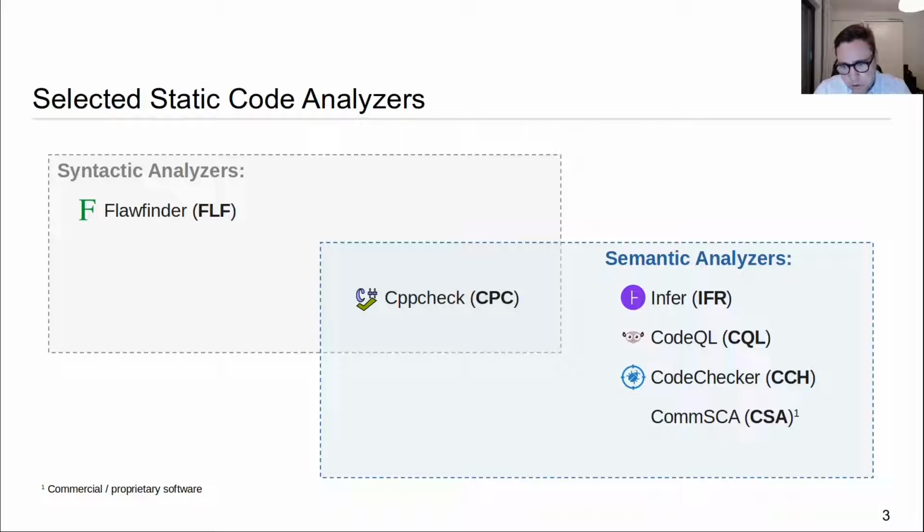Here we have Infer, CodeQL, and Code Tracker, which is some kind of front end for the static analyzers provided by the LLVM or Clang toolchain. We also have one commercial tool, which we anonymized here, and we have Cppcheck, which is basically a mixture of both worlds. So it has some syntactic features as well as a lightweight semantic analysis implemented.